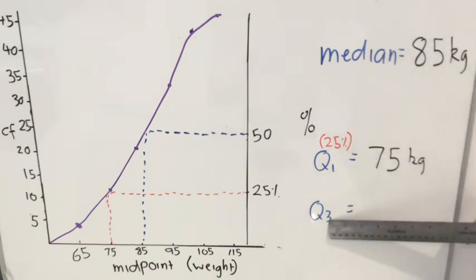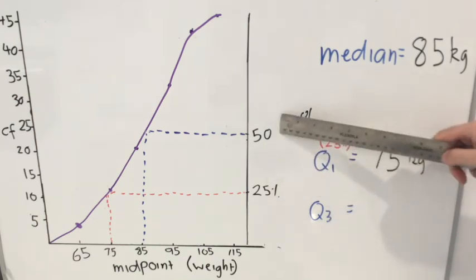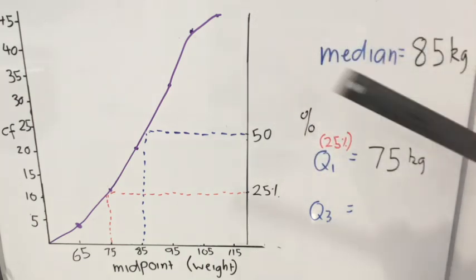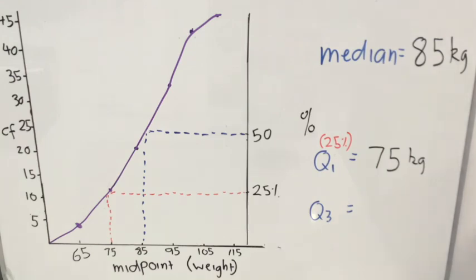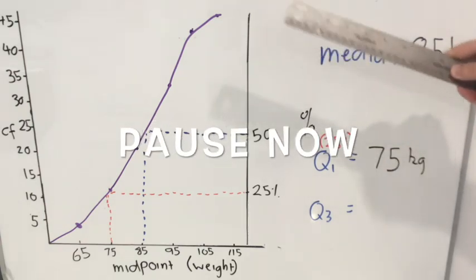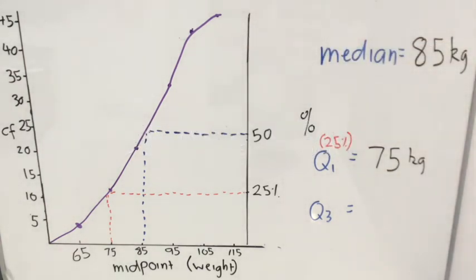Do the same thing here to find Q3. That's halfway between the median and the top. Work out what percentage that would be. Draw your dotted line and put the answer here. I want you to do it all in one go. So press pause, do the whole thing now. Find the percentage, draw the dotted line and put your answer there.